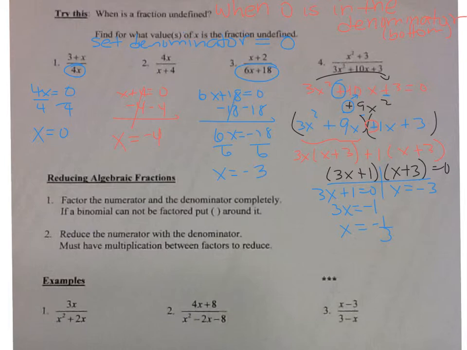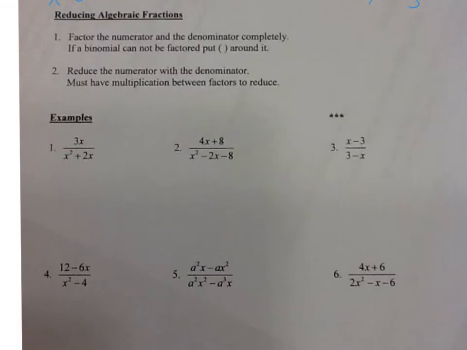All right, so now we're going to move on to reducing algebraic fractions. So let me just clear my screen here. Okay, so reducing algebraic fractions. The first thing you're going to do is factor the numerator and the denominator completely. That means to factor until you can't factor anymore. If you have a binomial that can't be factored, put parentheses around it. When we reduce, you're going to reduce the numerator with the denominator. Remember, you can only reduce factors, so that means you have to have multiplication in between the factors in order to reduce. So let me show you what not to do.